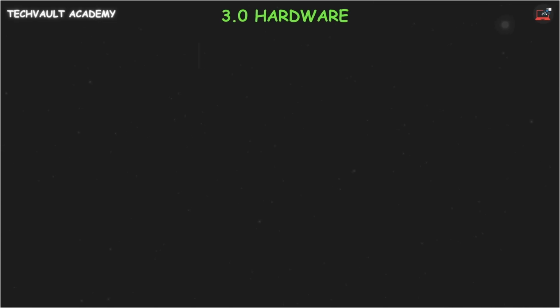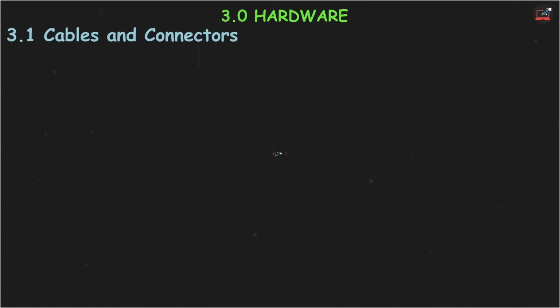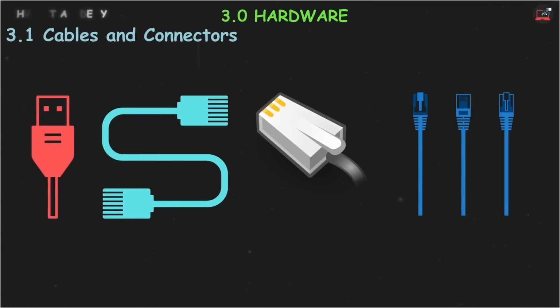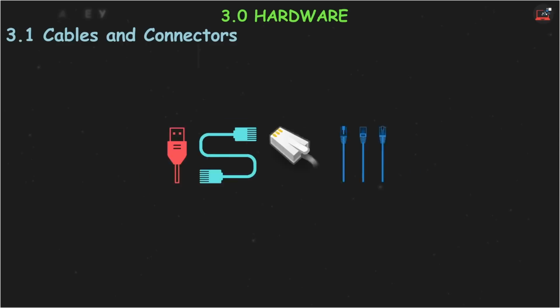Domain 3.0 hardware, demystifying cables and connectors. The building blocks of connectivity. Imagine a world where devices can't communicate. Cables and connectors are the essential building blocks that establish connections between all sorts of electronic devices. Let's explore some of the most common cable types, their connectors, and the purposes they serve.